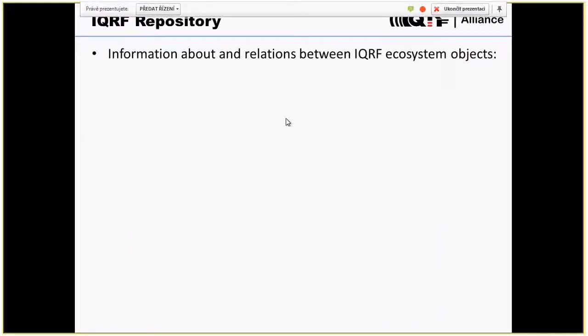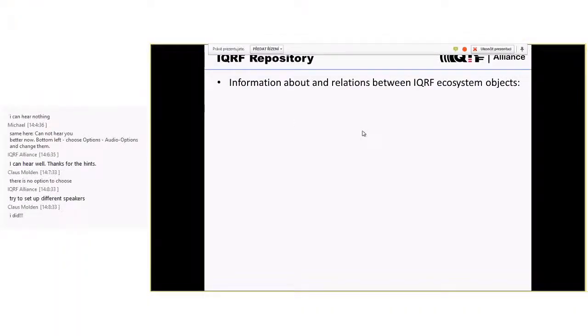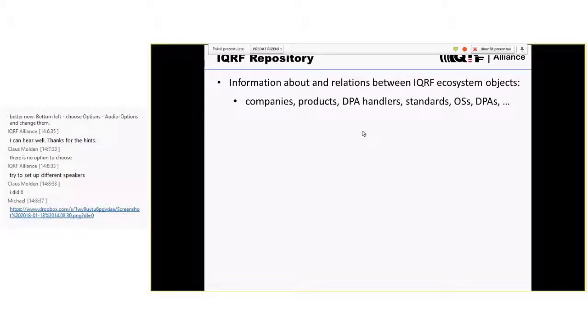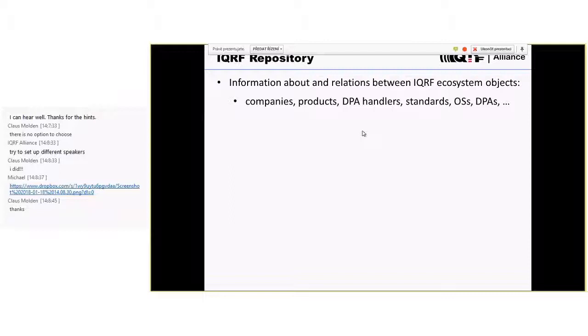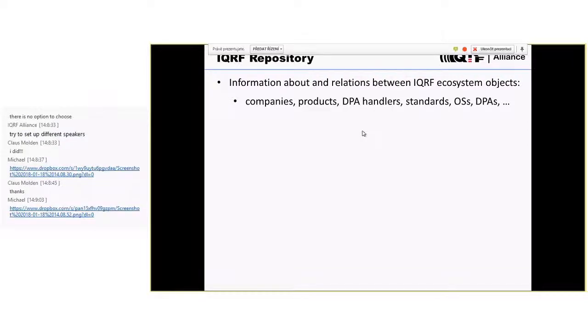The repository gives you the information about, and the relations between, many IQRF ecosystem objects. When I talk about the objects, I mean companies, the manufacturers that manufacture the products based on IQRF for the communication. I mean the DPA handlers, the standards, IQRF OS versions and DPAs. All of these objects are stored in the repository, including the relations between them.